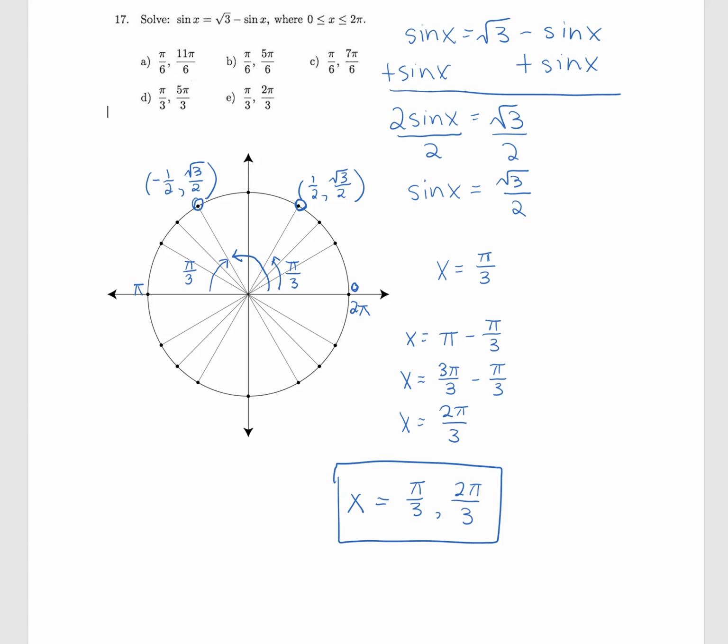And that corresponds to answer E. So answer E is the correct answer for question 17.